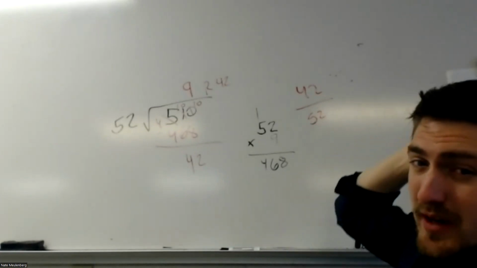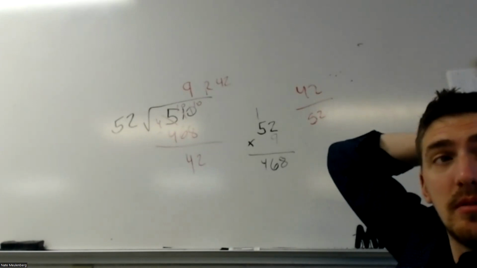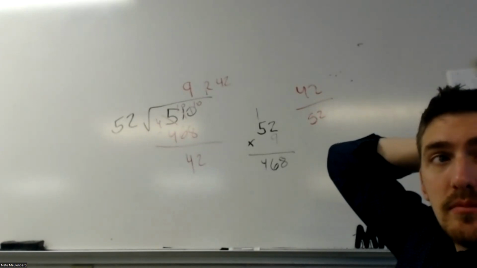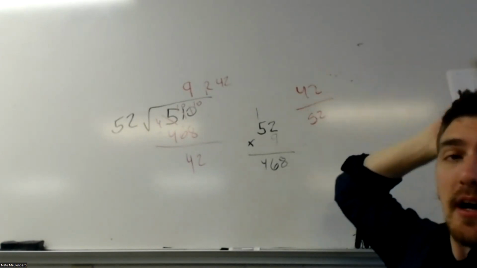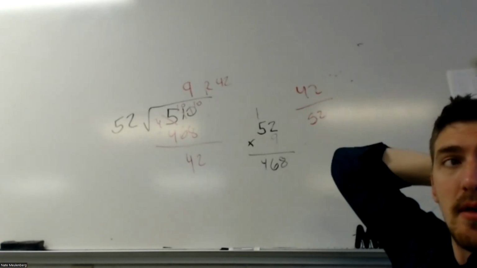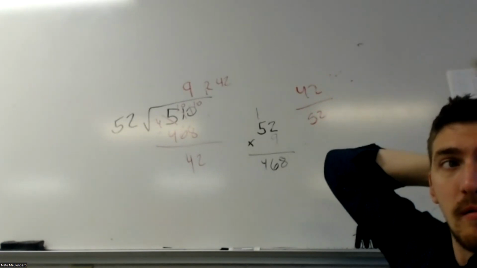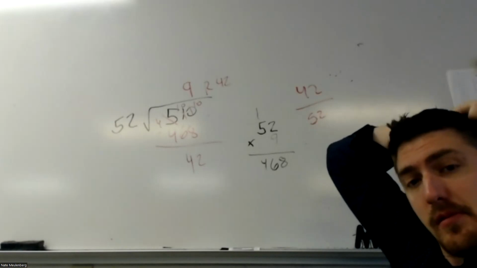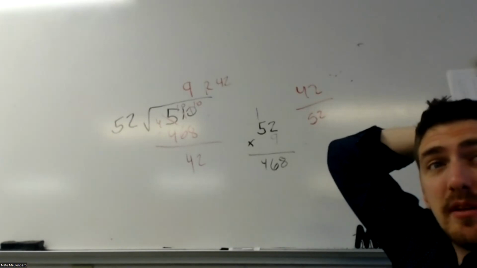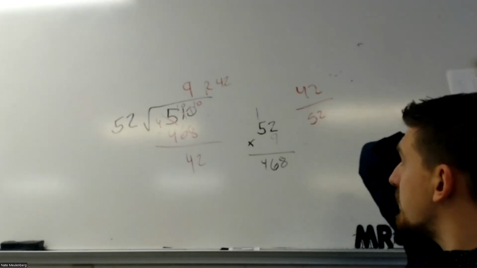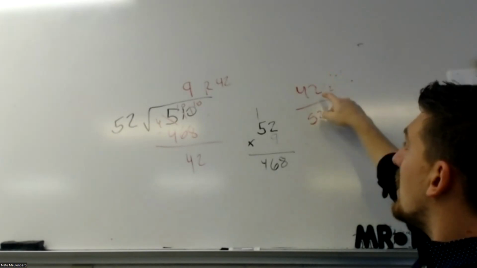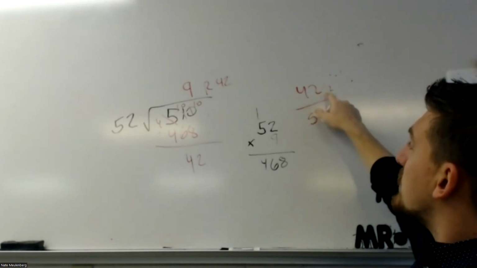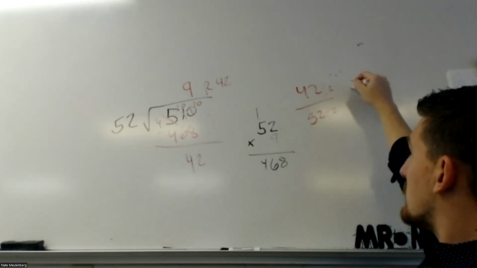So what goes into both 42 and 52? Can we divide by anything to simplify that? Let's divide both by 2 because they're both even. So if we divide both of these by 2, 40 divided by 2 is 20, so 42 divided by 2 is 21.